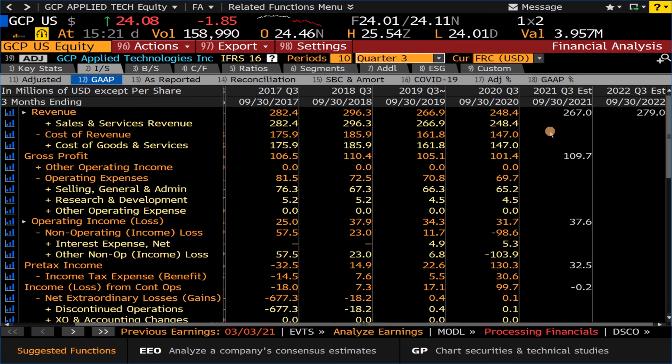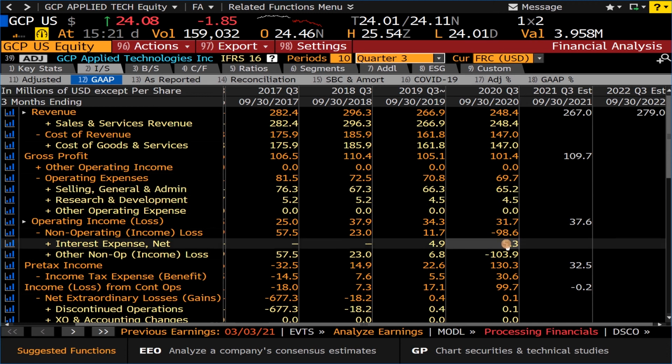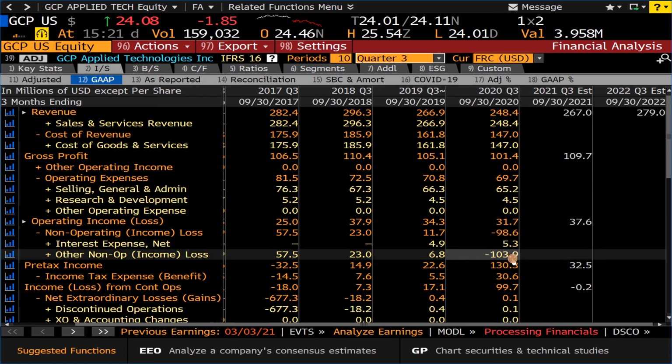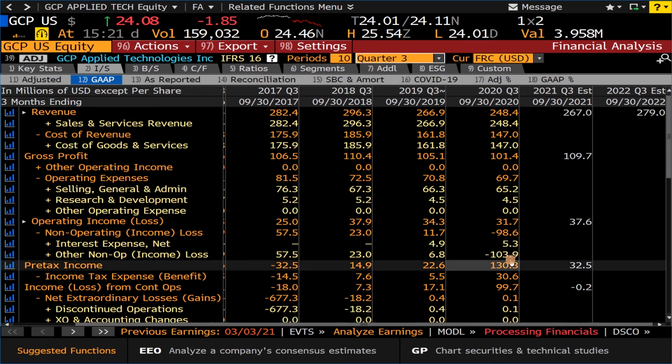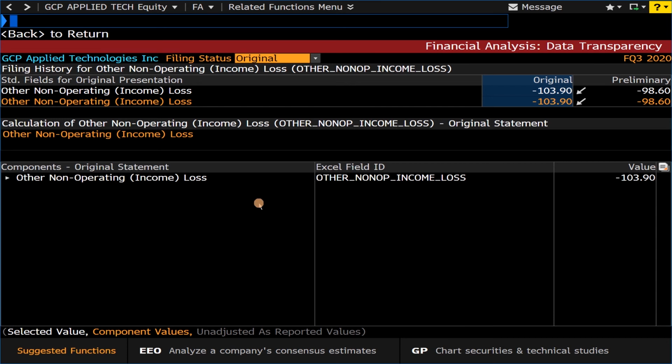And as an analyst, you may be looking for any inconsistencies between the prior year or prior year quarter. If I scroll down to other income, I can see that GCP reported $103.9 million in other income, which is inconsistent with the prior years. So I can actually click into that number to see what makes it up.